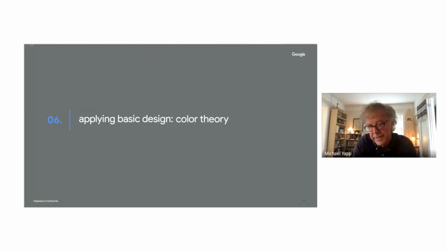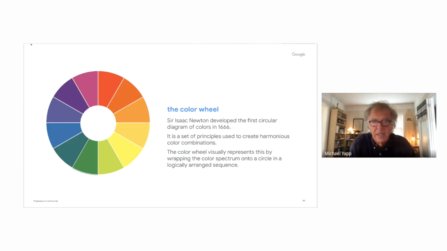Okay, let's talk about color theory now. I know we all like color and sometimes we overuse color, but there actually is some science behind this. This happens to be the color wheel, and if you go to any designer anywhere in the world, you will find a color wheel on their desk. And you ask yourself, well, that's interesting. What does it mean? Well, Sir Isaac Newton developed the first circular diagram of colors in 1666. It is a set of principles used to create harmonious color combinations. So if you're anything like me and you have a hard time when you get up in the morning dressing yourself, this can be helpful.